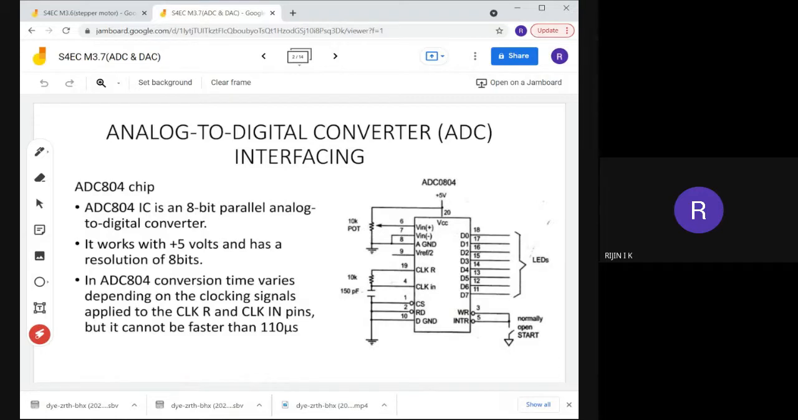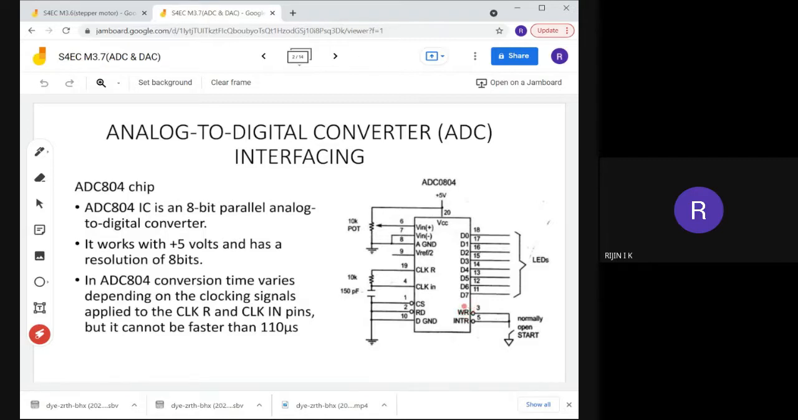Okay, so for starting the conversion process, we can use this pin, the WR pin. WR pin is also an active low input signal. That means, if we give a 0 to it, it gets activated. Once activated, it will start the conversion. So the pin used to start the conversion is the WR pin.